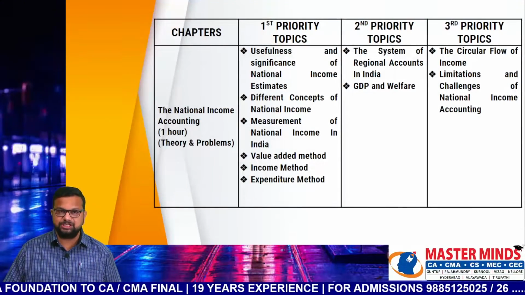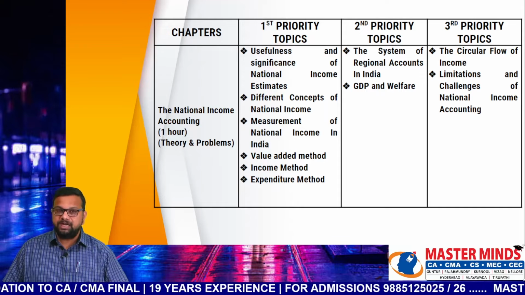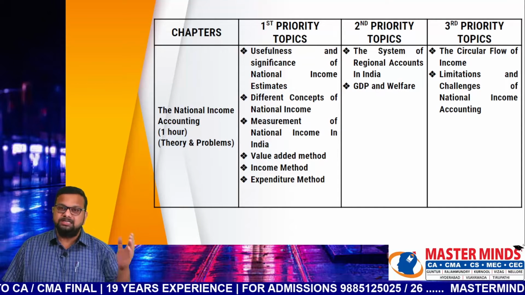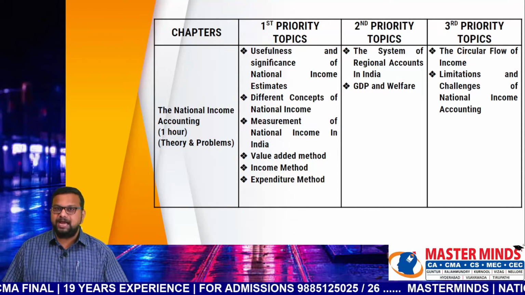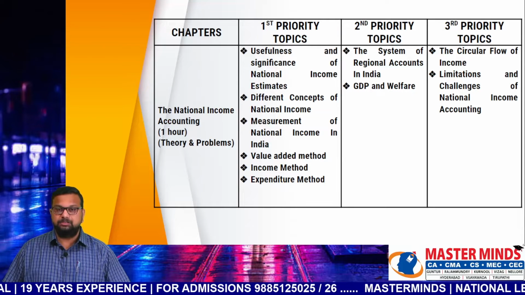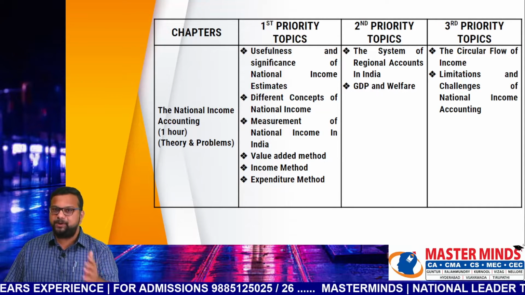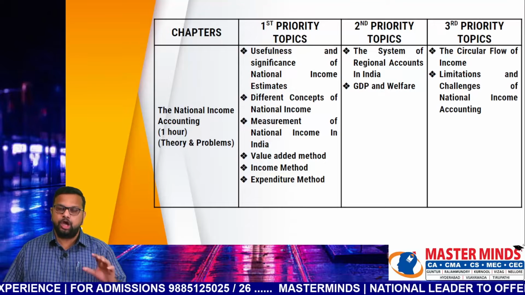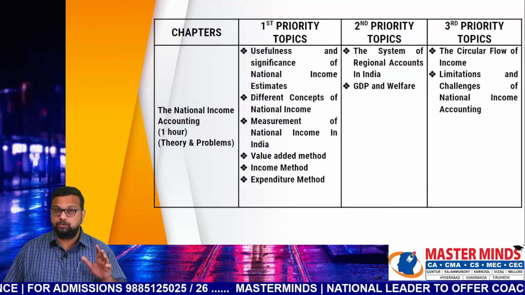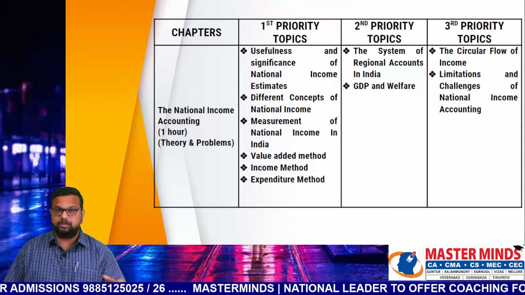The first chapter is national income accounting. We have given 1 hour. In this 1 hour, you have to revise the entire chapter, which consists of both theory as well as problem questions. First priority, second priority, and third priority are clearly given. The first priority you must read, because we are expecting more and more questions from it.